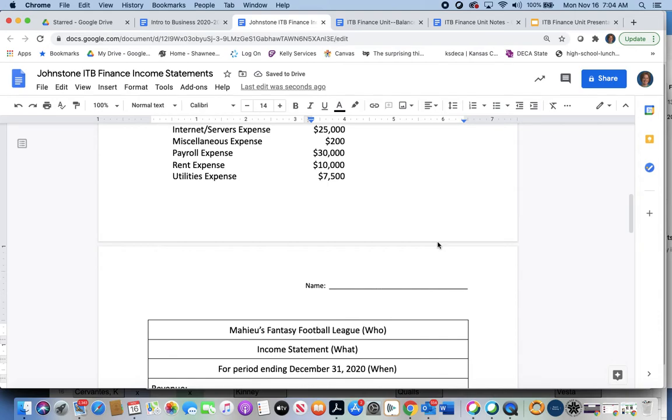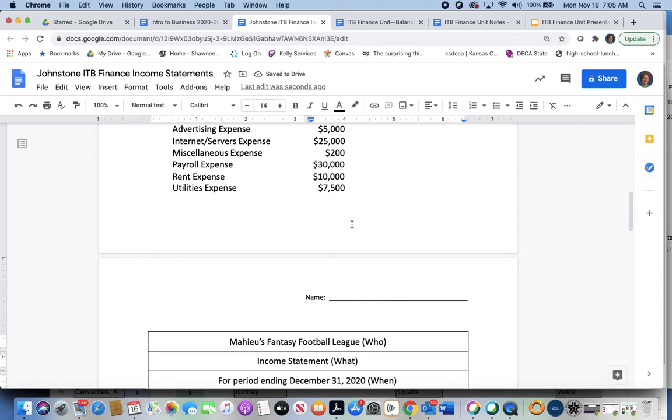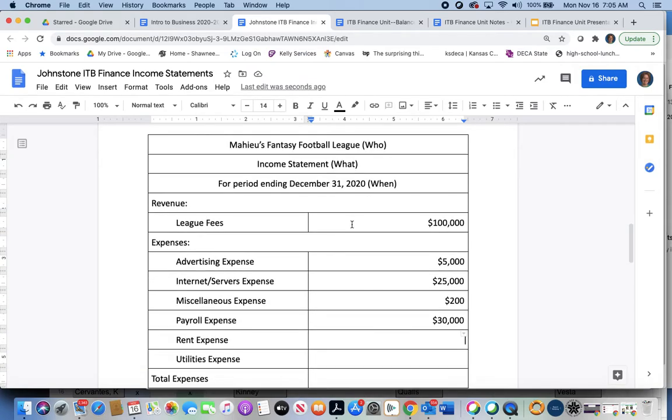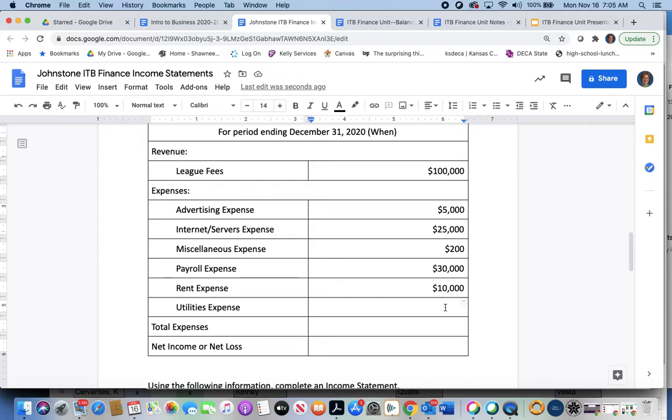Payroll expense is $30,000. And I'm going to have to go change that main document before you guys make a copy, and yours may be fine. Rent expense, $10,000. And utilities expense is $7,500. Okay, now total expenses, we're going to add all these up.